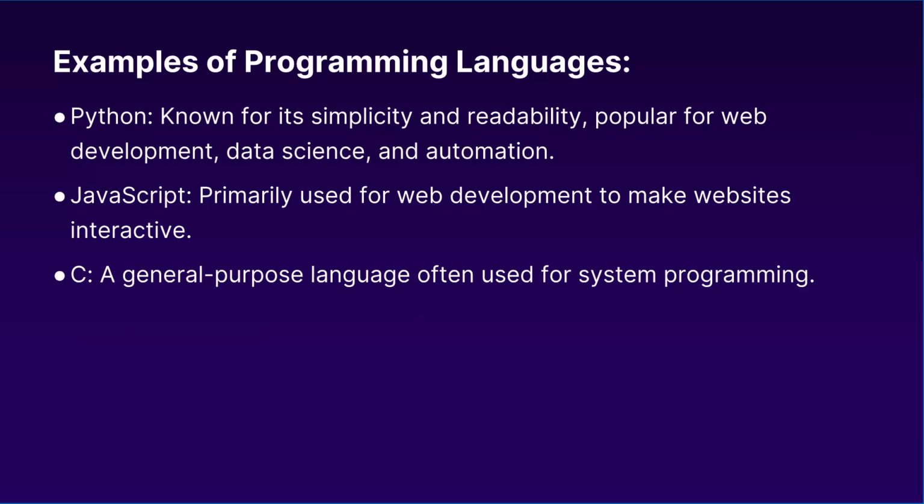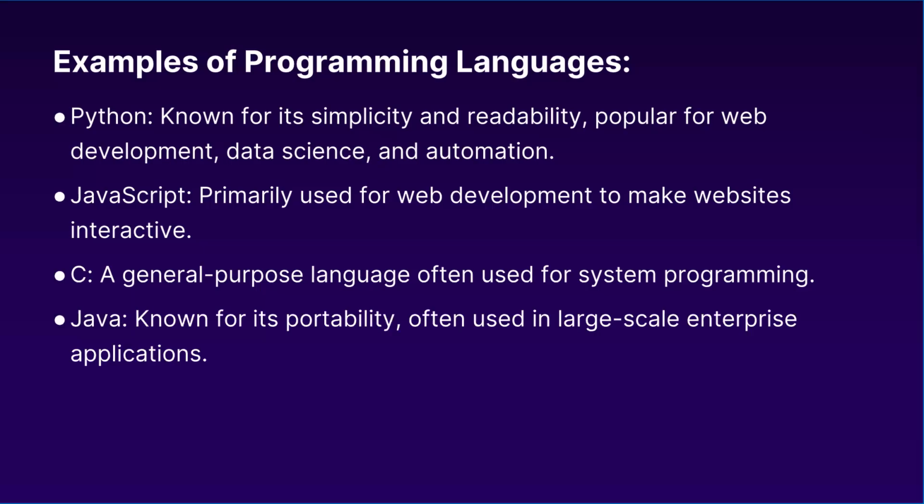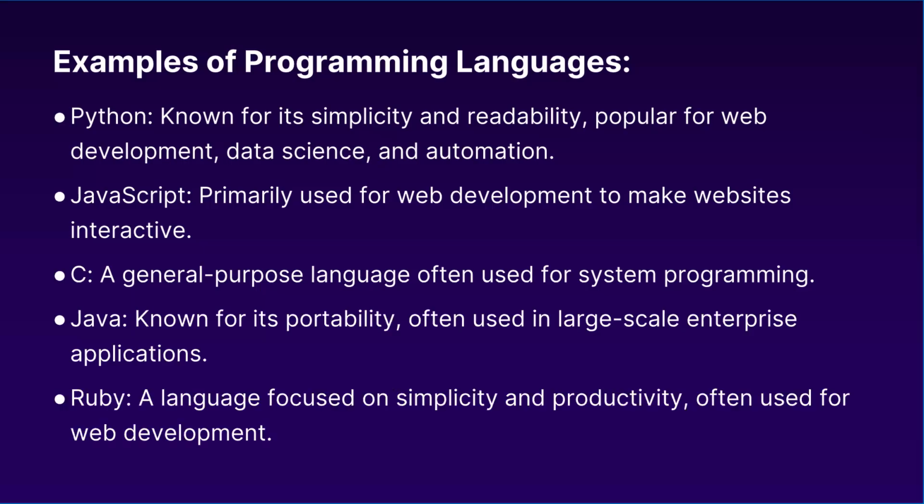C or C++. Now, Java is also known for its portability. This is another programming language. It is used in large-scale enterprise applications. We also have languages like C Sharp. They all have their various uses. Ruby is another language focused on simplicity and productivity, often used for web development. And these are basically back end. So when you want to do front end interactivity with the users, you use JavaScript.